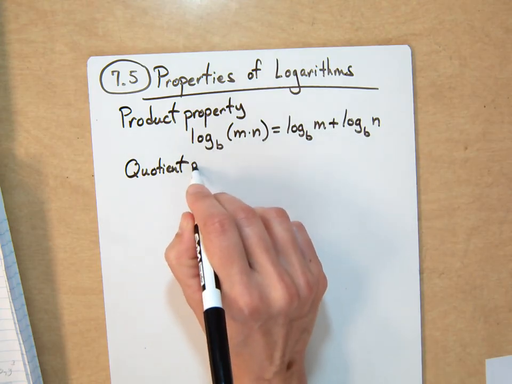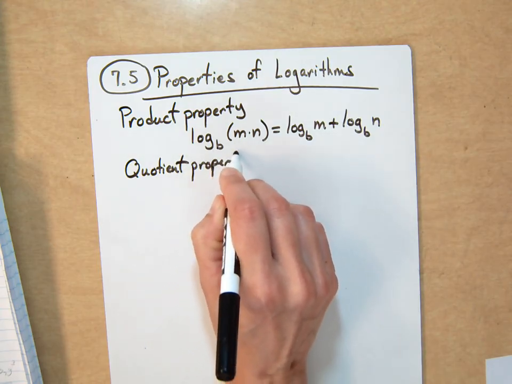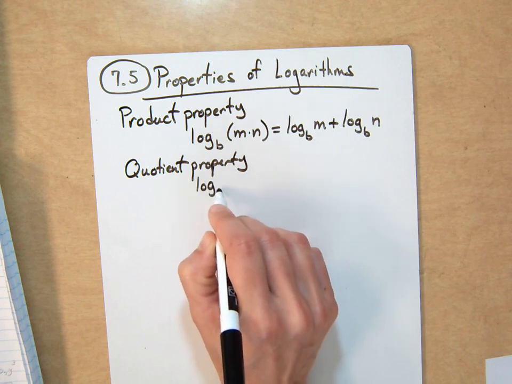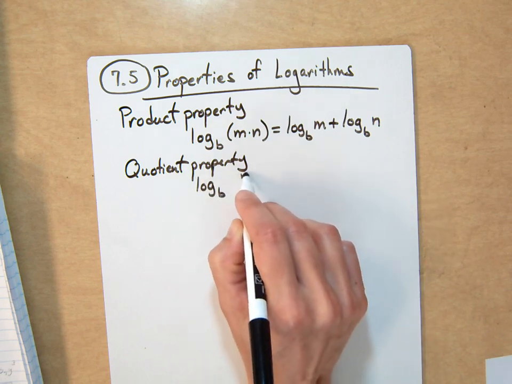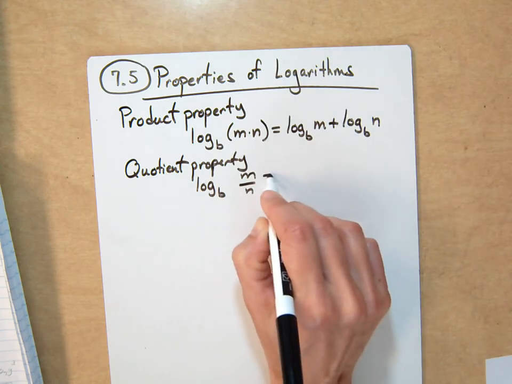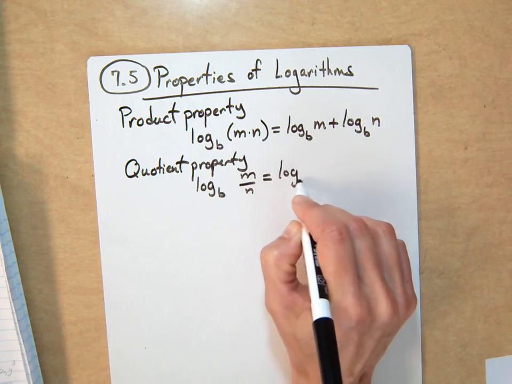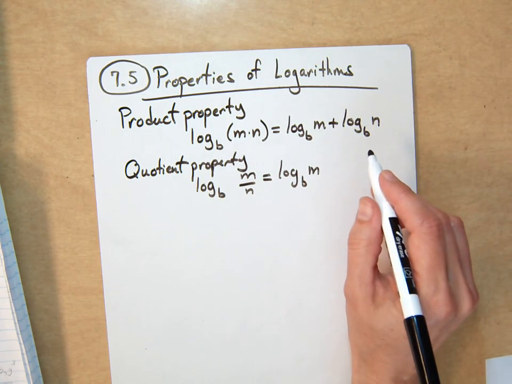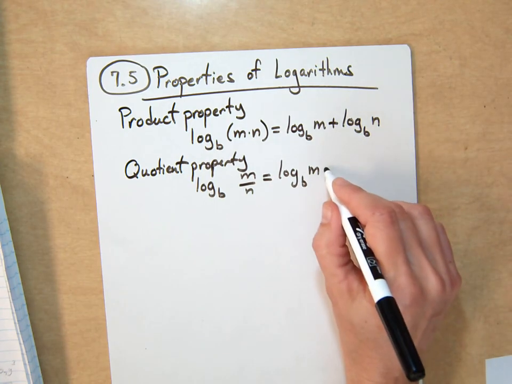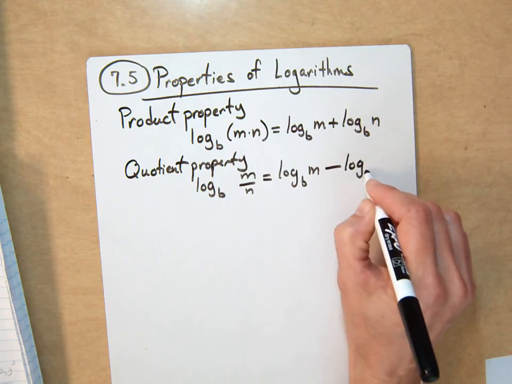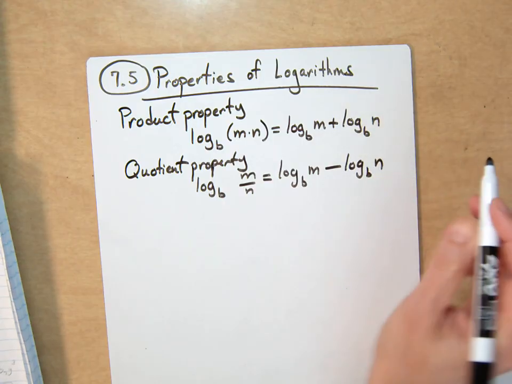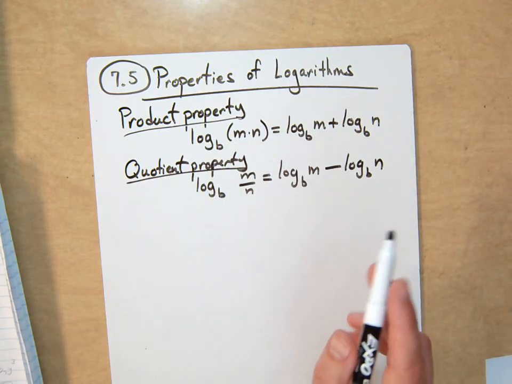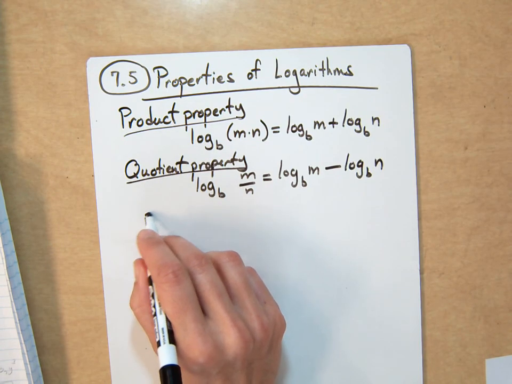There's the quotient property, that's like this. If you have log base b of m over n, then you can write it as log base b of m. What do you think I'm going to put here? Yes, you see the pattern. Log base b of n. So there's the product property, the quotient property, and then there's the power property.